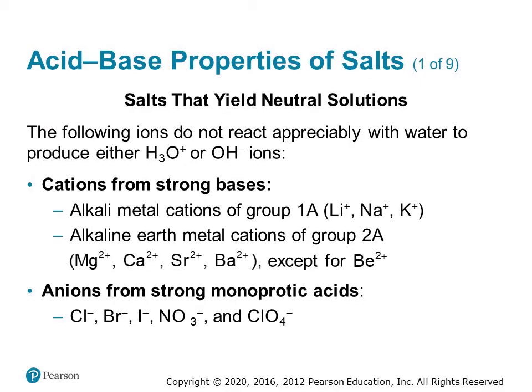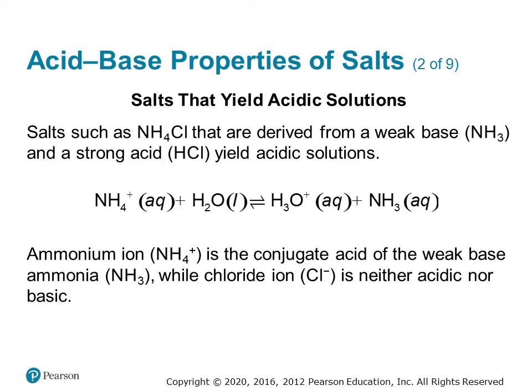Now that we've discussed both acids and bases, let's talk about the acid-base properties of salts. Many salts, or ionic compounds, produce aqueous solutions that are either acidic or basic. First, let's consider the ions found in common salts that don't appreciably affect the pH. These are the cations from strong bases, so alkali metal cations, as well as alkaline earth metal cations other than beryllium. Likewise, the anions from strong monoprotic acids also do not appreciably affect the pH. So chloride, bromide, iodide, nitrate, and perchlorate all do not affect the pH, since they are the conjugate bases of strong acids.